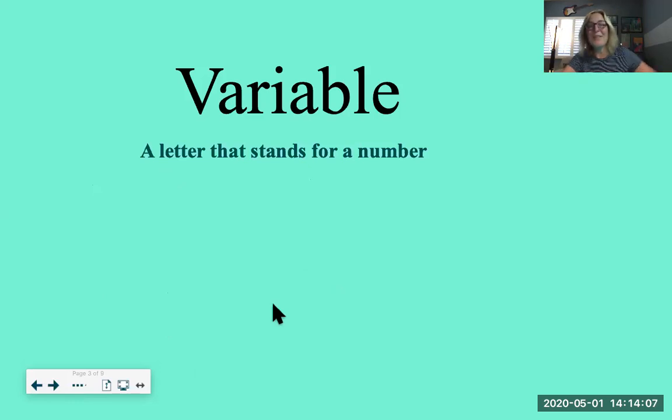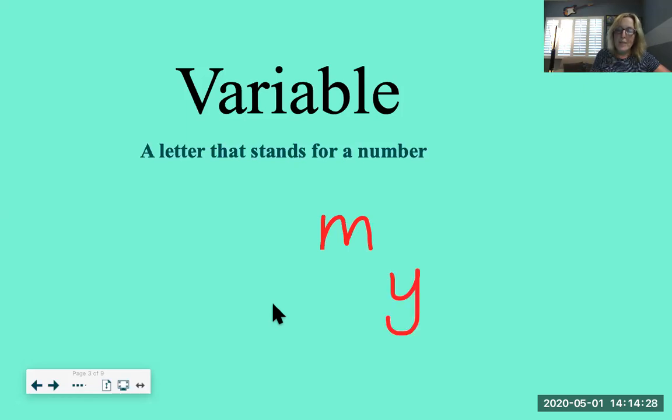So a variable, if you recall, is a letter that stands for a number. It's an unknown. It's something that we don't have a value for yet. We'll get to a point where we find that value, but in the meantime, it's just representing a number. And when we write letters, we use lowercase. So you could use a lowercase m, a lowercase y, a lowercase a, okay? Now, because we are using variables, when we use x, it's going to represent a variable, no longer a multiplication symbol. So we're going to have to find another way to write multiplication.